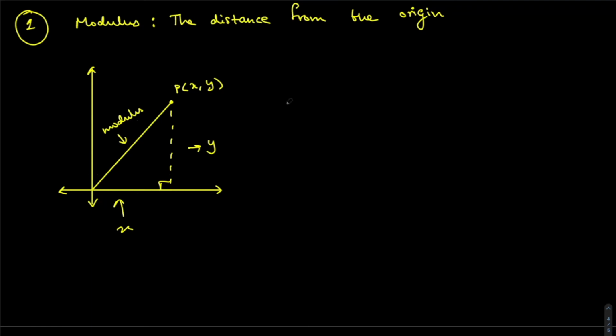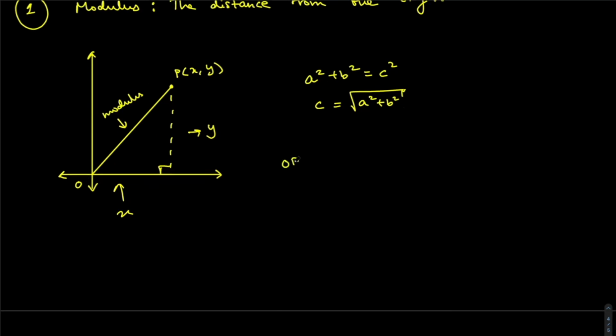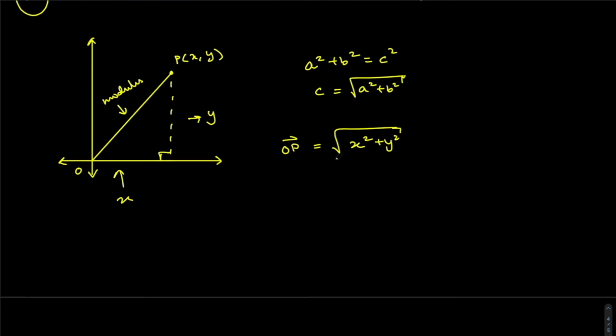So what we can do to find the modulus is simply apply the Pythagorean theorem, right? Which basically says a squared plus b squared is equal to c squared, where c is the hypotenuse. So the hypotenuse, which is the modulus in this case, is the square root of a squared plus b squared. If we have to find this distance, and I name this O for origin and P for the point, the distance OP is equal to the modulus, which is the square root of x squared plus y squared. That's all.